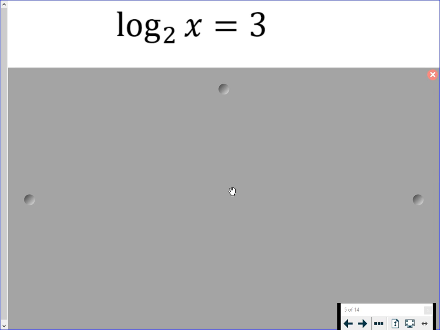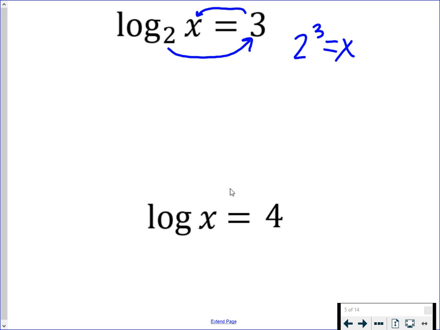So we start with our base, and we would say 2 cubed equals x. Yes, I know, we can solve for x. X is 8. But for right now, just changing forms. What did I say is our base if nothing is there? 10. 10 is your common logarithm. If nothing is there, your base is 10. So go ahead and rewrite that.